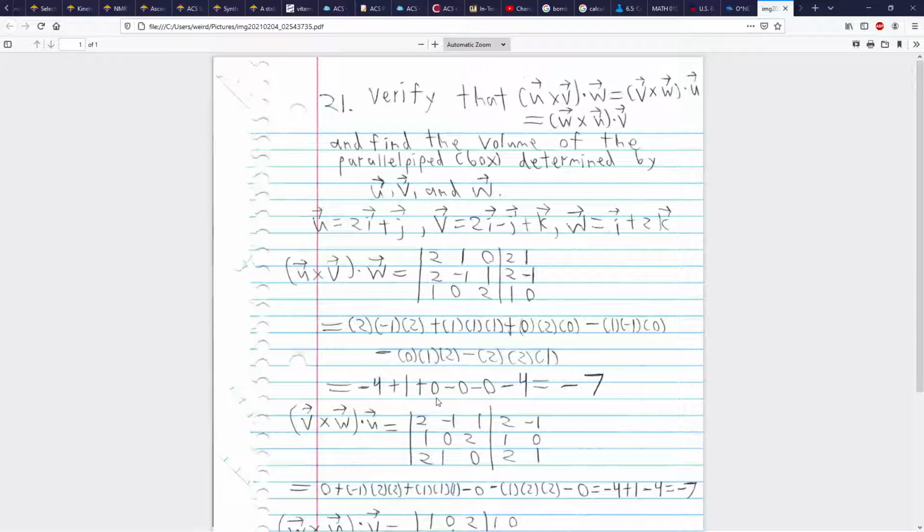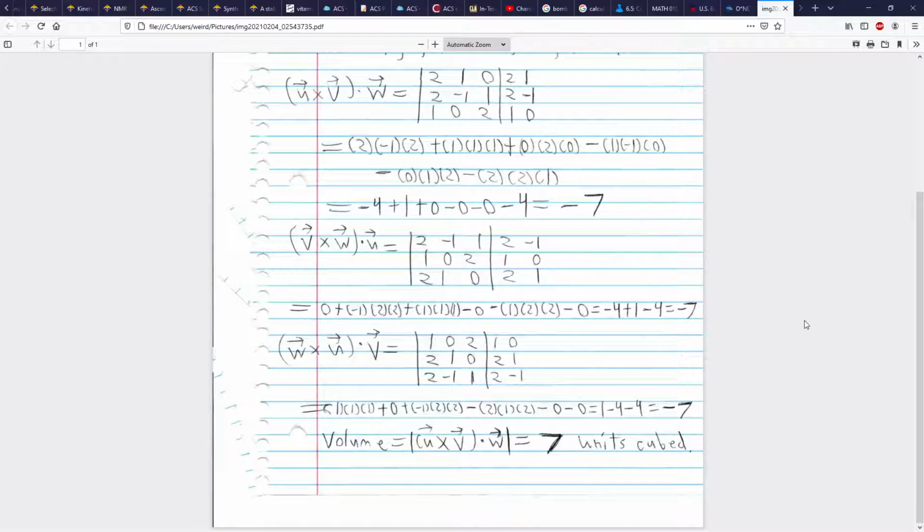You get negative 4 plus 1 plus 0 minus 0 minus 0 minus 4 equals negative 7. V cross W times U, same thing, you end up with negative 4 plus 1, negative 4, and then zeros from that, and then equals negative 7. And again, you do your diagonals, or you do it the other way if you want to try doing it the longer method. And this works out. So you get negative 7, negative 7, negative 7 every time.